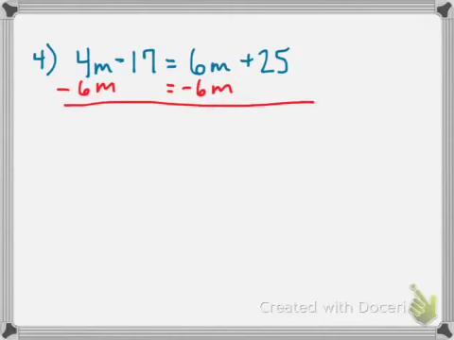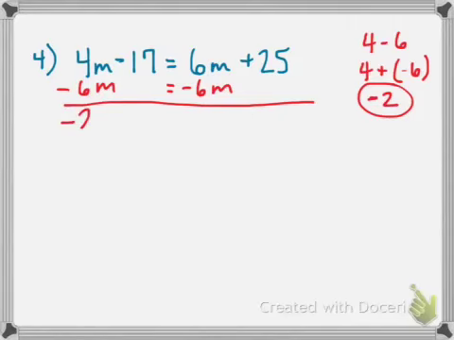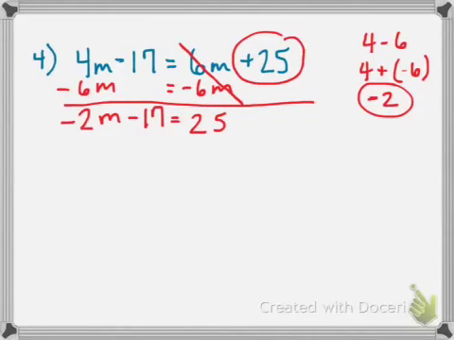And then on my left side, 4 minus 6, again, keep, change, change, and then I subtract because these are opposite signs, positive and then a negative. So I subtract, 6 minus 4 is 2. I keep my negative sign because 6 has a greater absolute value. So this becomes negative 2m minus 17 equals, on my right side, these will cancel out. 25, I bring it down. So positive 25 because that's the plus in front of it.